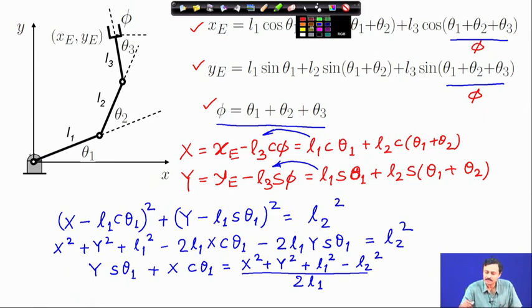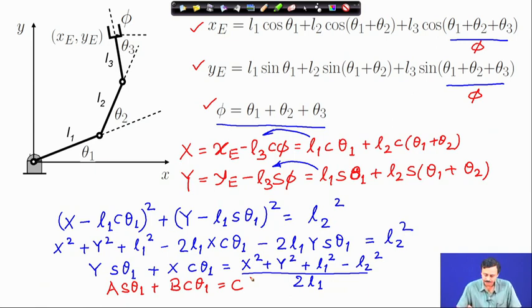So, this form again is familiar: a sin theta 1 plus b cosine theta 1 equal to c. So, you can find the correspondence: a is Y, b is X, and c is this expression on the right hand side. So, let us look at these steps formally.